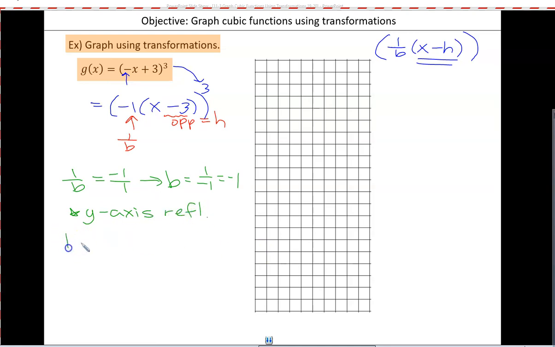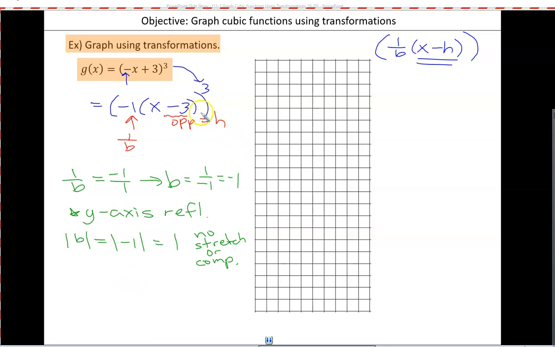The absolute value of b is the absolute value of negative 1, which is 1. And so what this tells us is there's no stretch, no compression. Because our factor of 1 is not bigger than 1, it's not smaller than 1, it is 1, and anything times 1 is itself. So that's the idea. If you multiply times 1, it doesn't change, which means there's no stretch, no compression.